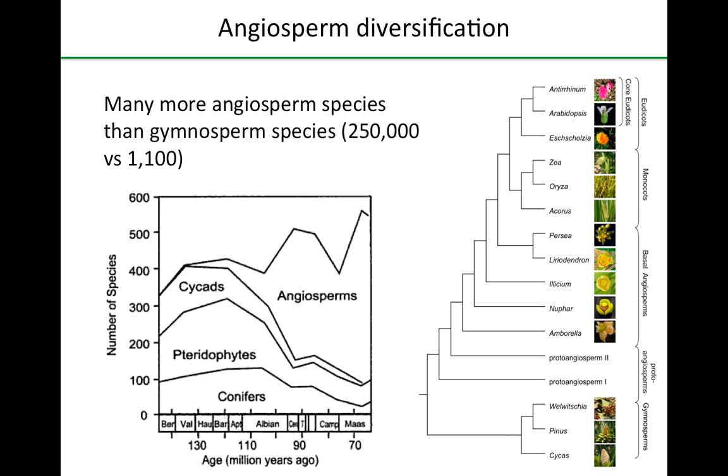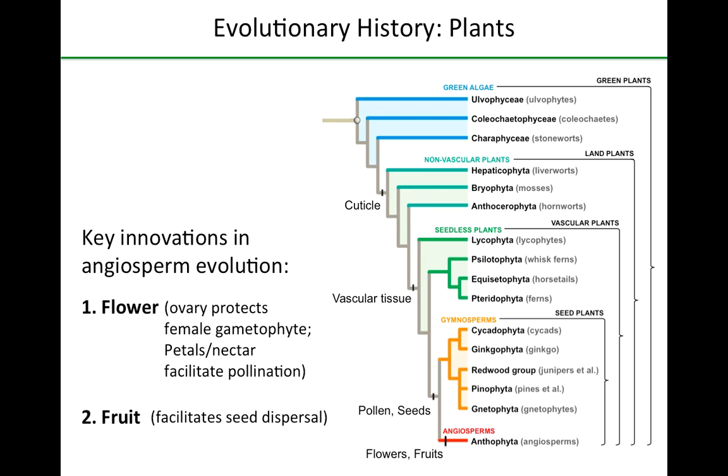All right, so I want to talk a little bit about angiosperm diversification. If you noticed in this phylogeny down here, the angiosperms are represented by this single branch. This kind of gives you the impression that there aren't that many species within the angiosperms, which is very, very far from the truth.